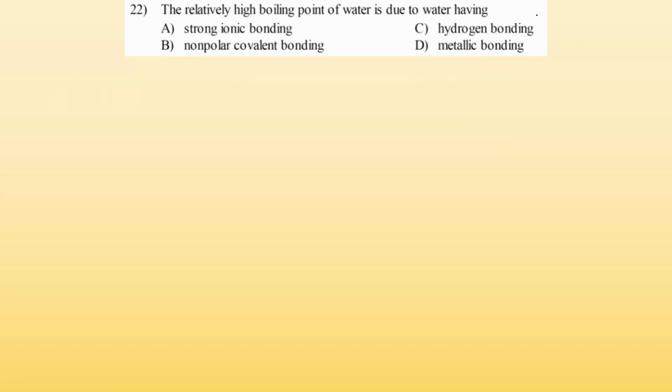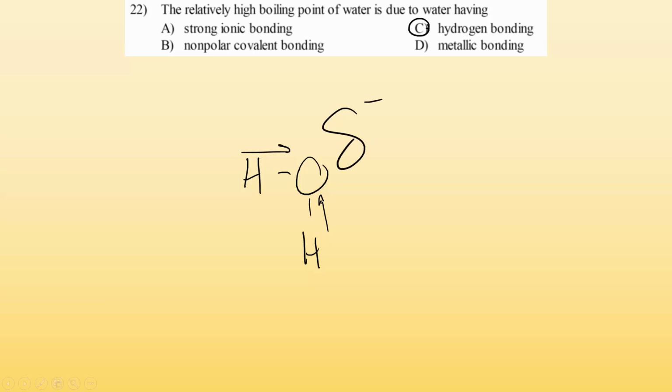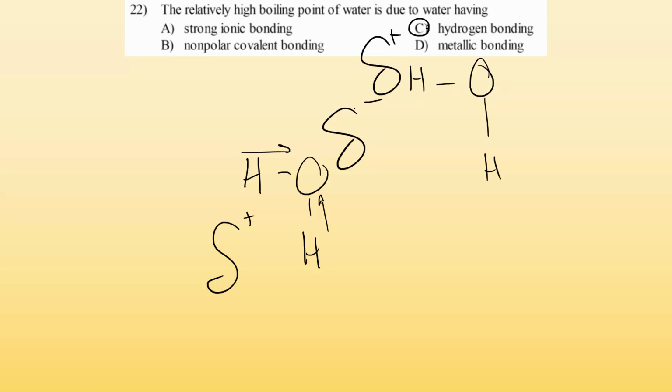22. The relatively high boiling point of water is due to water having, I already kind of jumped the gun on this one, hydrogen bonding, right? So we have hydrogen bonded to oxygen, and oxygen is very electronegative, so the electrons are pulled towards the oxygen, and that makes the oxygen very slightly negative, and the other side very slightly positive. So when we have another water molecule hanging out near it, we have a very strong interaction between those partial charges.